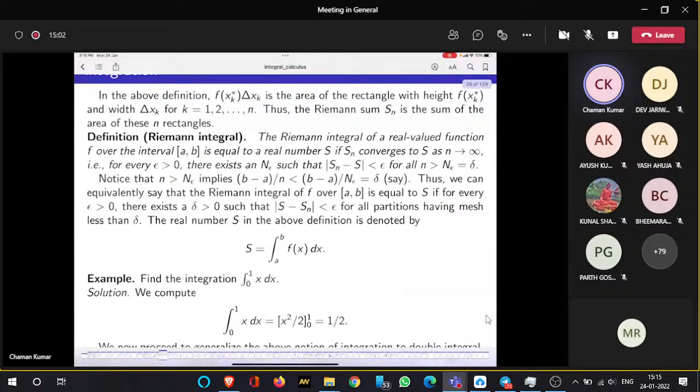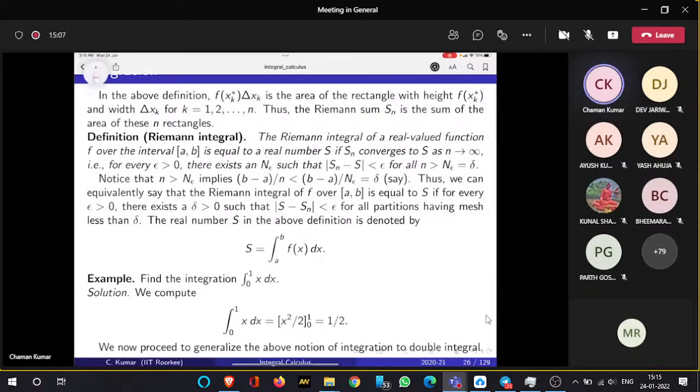So for this, we give this definition. This is the Riemann integral. So it says that when n goes to infinity, Sn will converge to S.